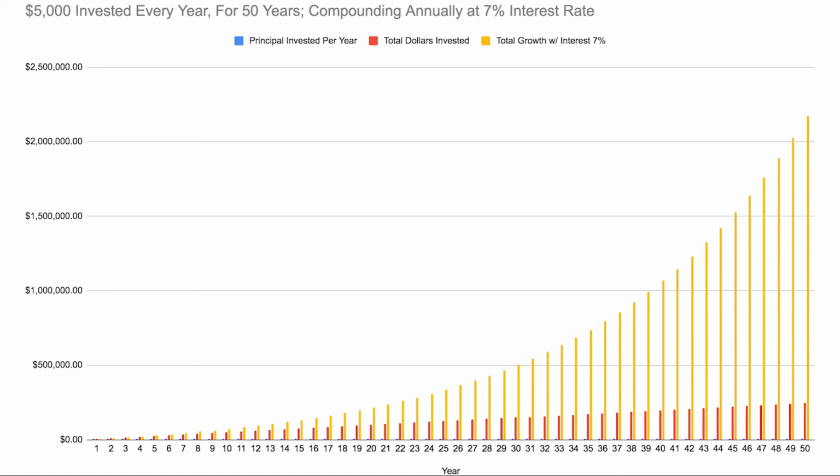Now, what if you invested $5,000 every year for 50 years, compounding at 7% annually? At the end of those 50 years, you would have invested a total of $250,000 out of your own pocket, but your total nest egg would be $2,174,929.77. Again, you can see how compound interest truly snowballs over time, and that's why it's important to invest your money.